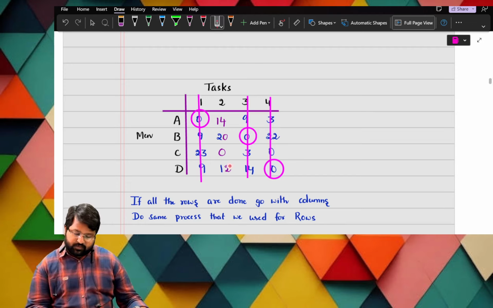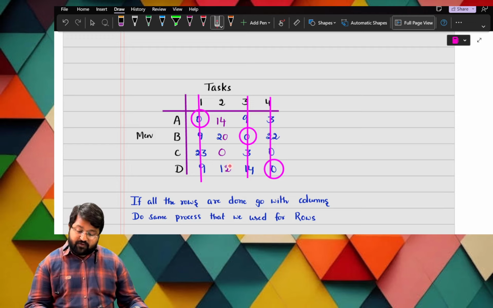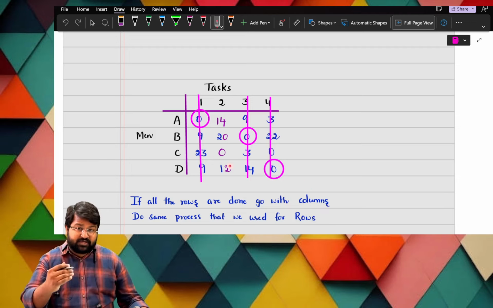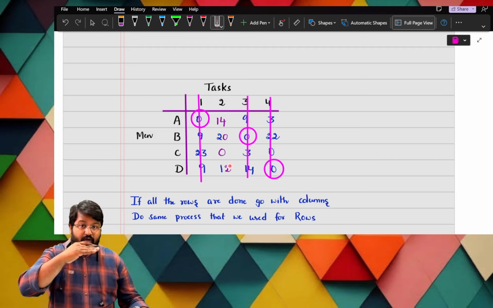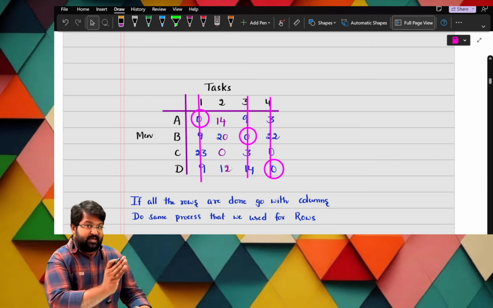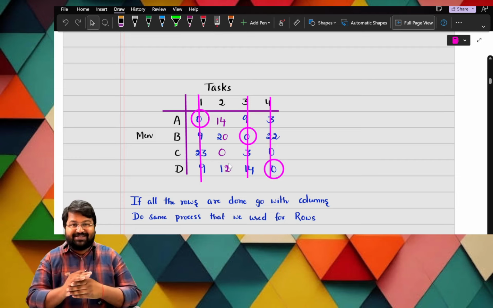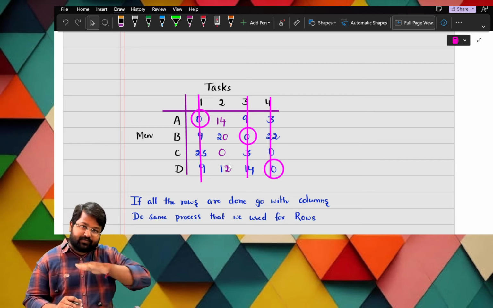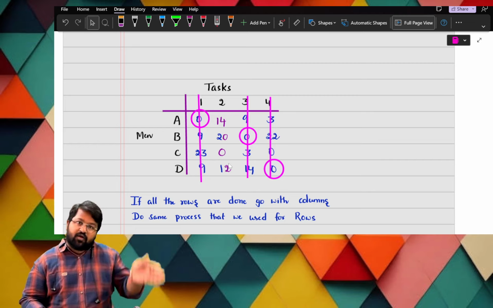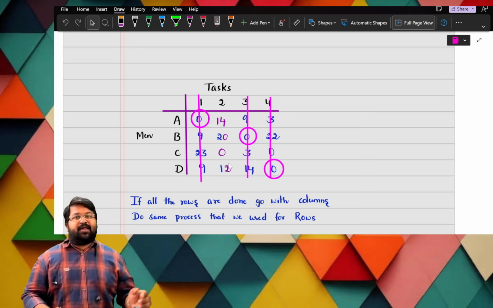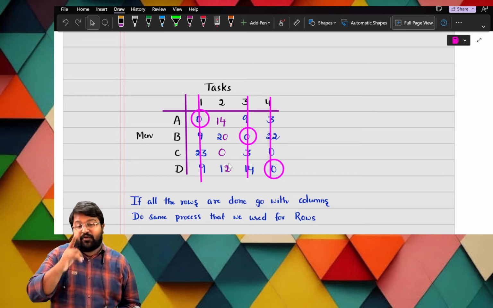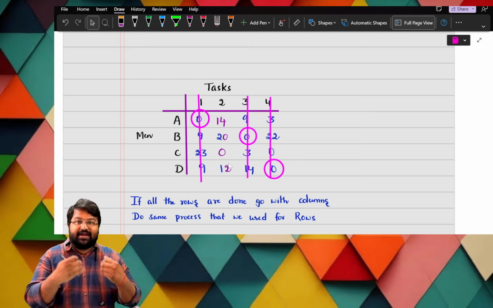If all the rows are done, then go with the columns. After completion of all the row checking, I have to go for column checking. I have shown different signs, but what is a row? A row is horizontal. A column is vertical. In column there is an L, you remember that L. If you remember one thing, automatically you can get the knowledge of the others.